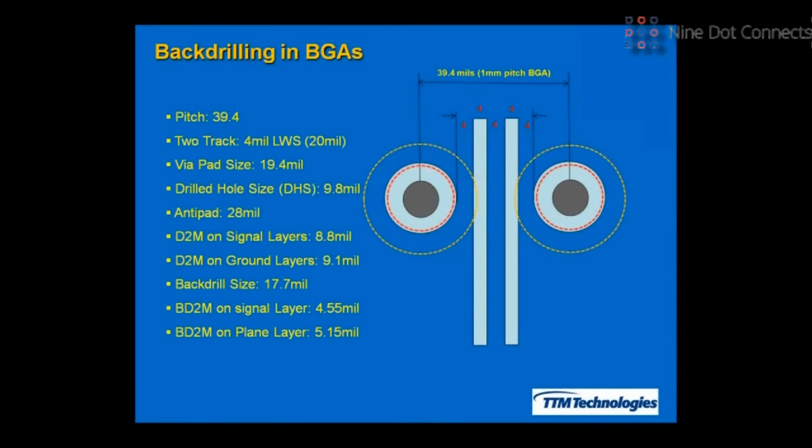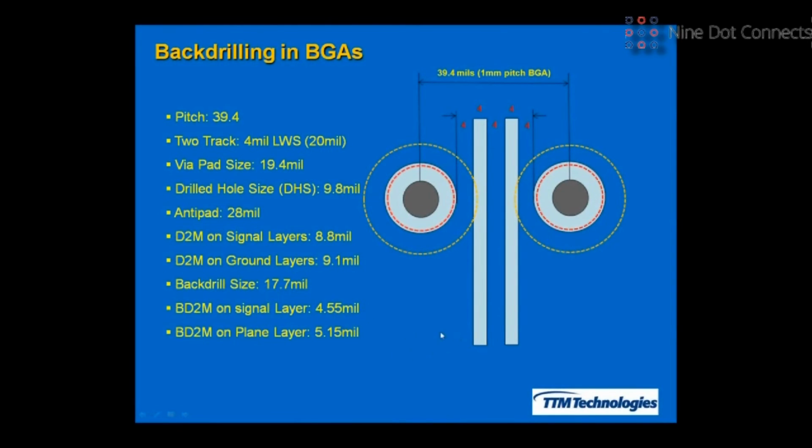So on BGAs, this is where back drilling really gets tricky. In the case of a 1 millimeter pitch BGA, you've got 4 mil lines, 4 mil spaces, 2 tracks going through there. You can see that some of these back drills are actually going to cut and clip into these traces. On a plane layer with a clearance, an anti-pad at 28 mils, you've got a distance really, really small. It's like just over 5 mils. And then on signals, it's very, very tight.